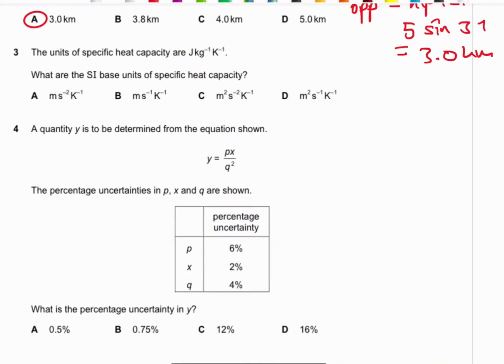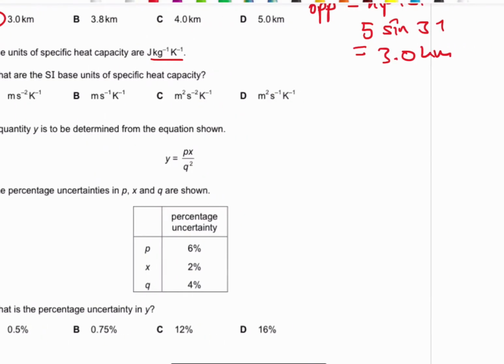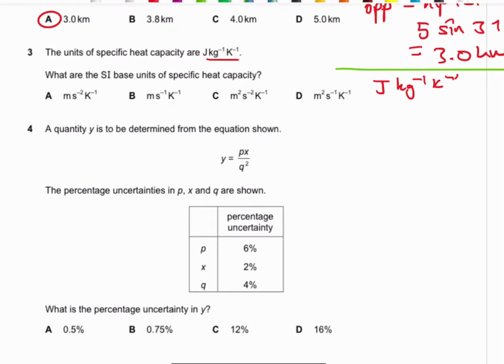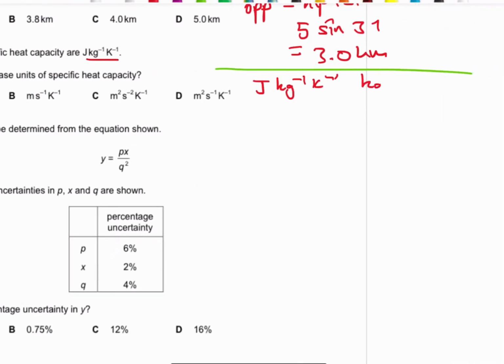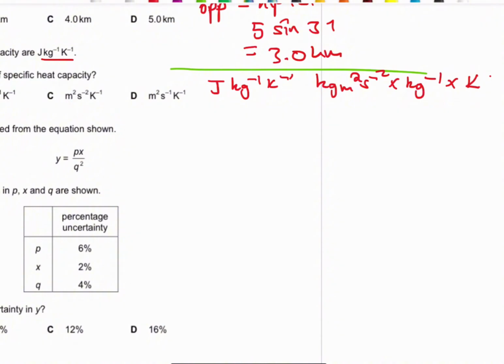The units of specific heat capacity we've been given are J kg to the power of -1 K to the power of -1. What are the SI base units of specific heat capacity? So for this question, we've been given J kg to the power of -1 and K to the power of -1. But J is basically joules, right? Which is kg m squared s to the power of -2 multiplied by kg to the power of -1 multiplied by K to the power of -1.